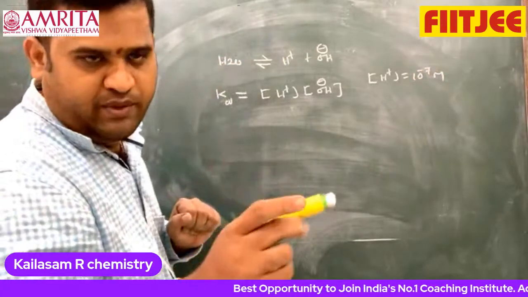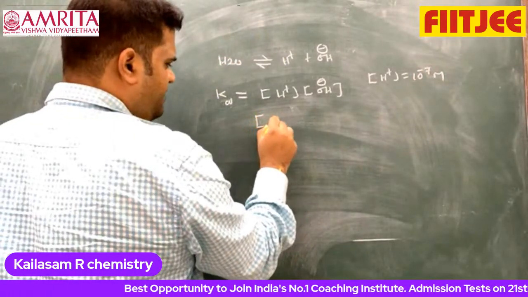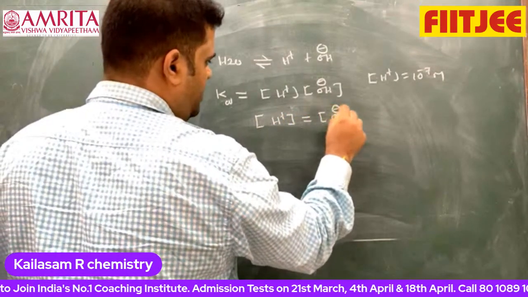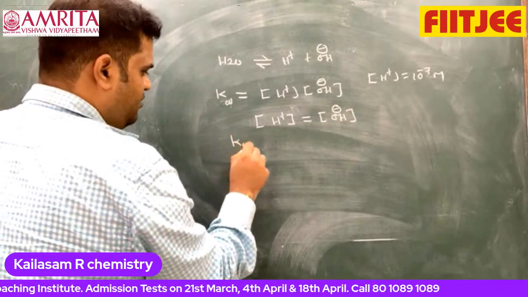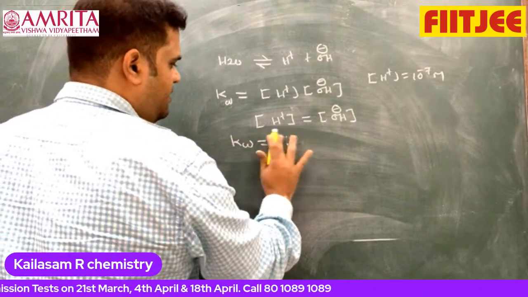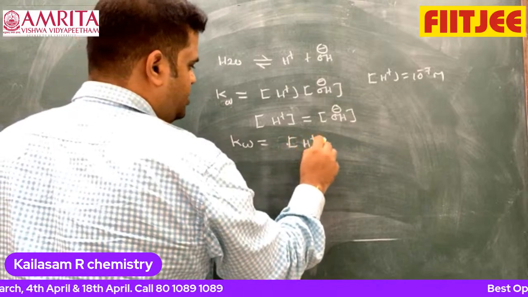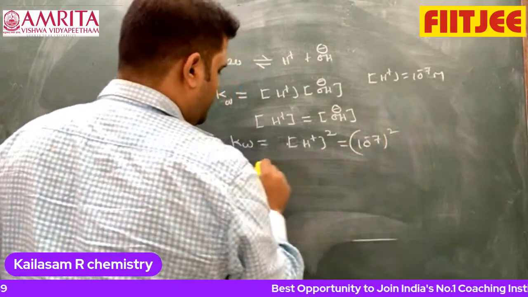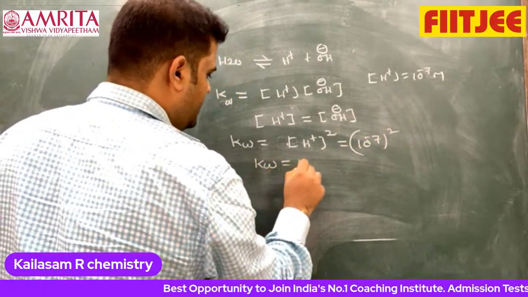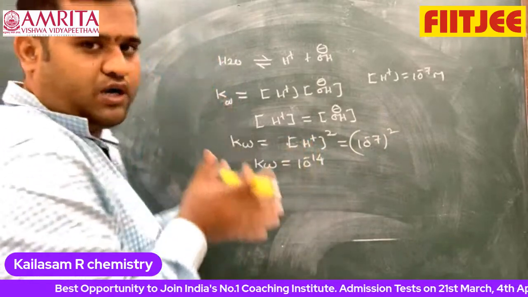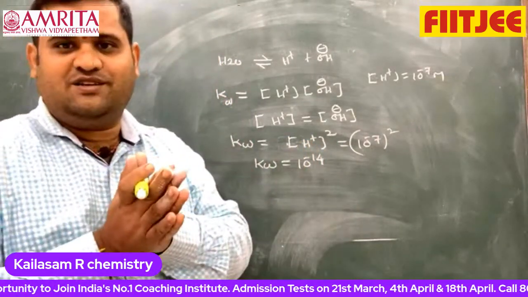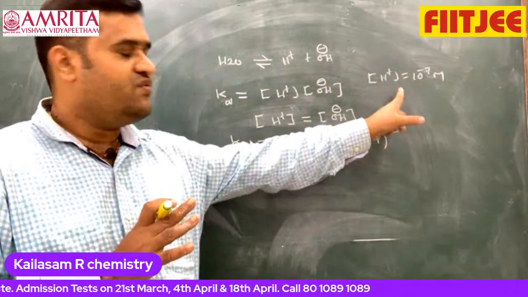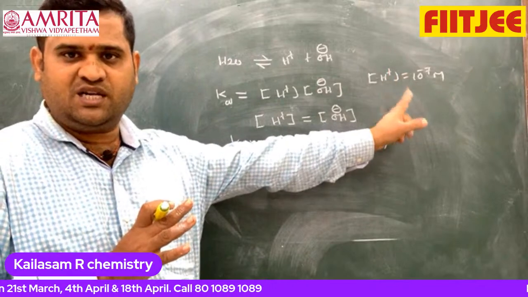If I am saying water, it means for any temperature the concentration of H plus ion is equal to the concentration of OH minus ion. Therefore I can write Kw is equal to H plus whole squared, so 10 power minus 7 whole squared. Therefore Kw is equal to 10 power minus 14. That means for water, the concentration of H plus ion equals the concentration of OH minus ion, and they found at 25 degrees Celsius the concentration of H plus is 10 power minus 7.